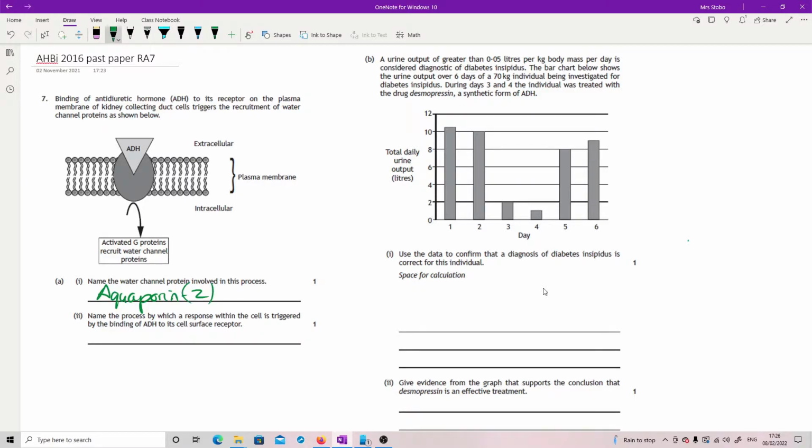Name the process by which a response within the cell is triggered by the binding of ADH to its cell surface receptor. This is still course content. Okay, this is signal transduction.